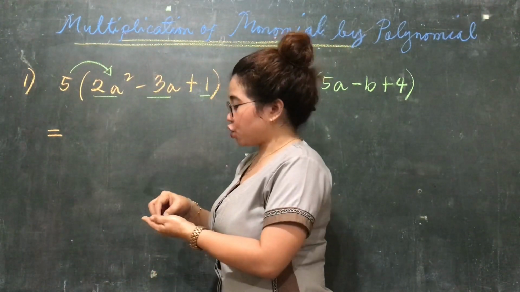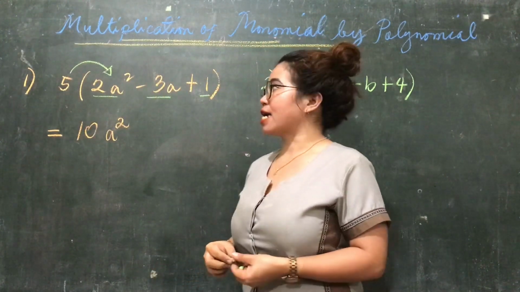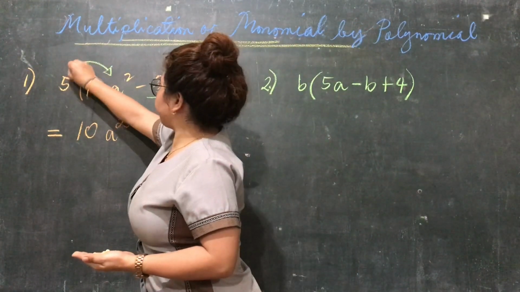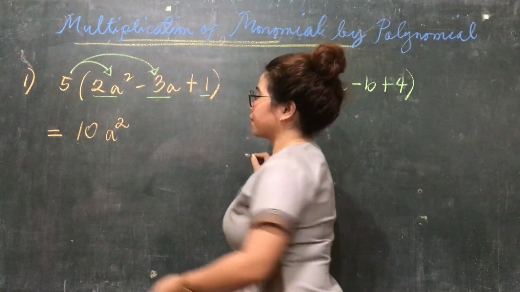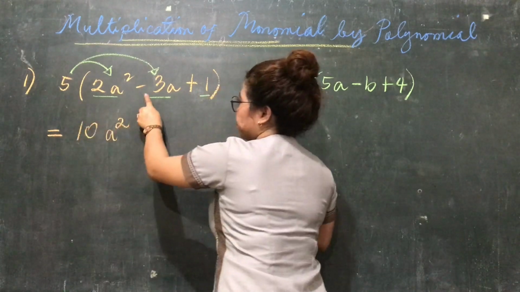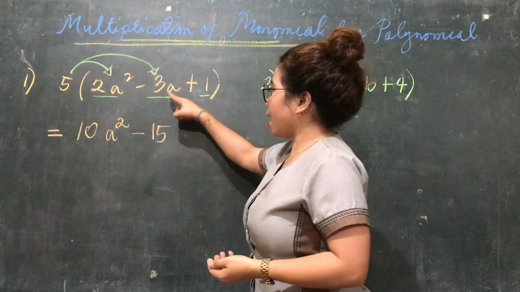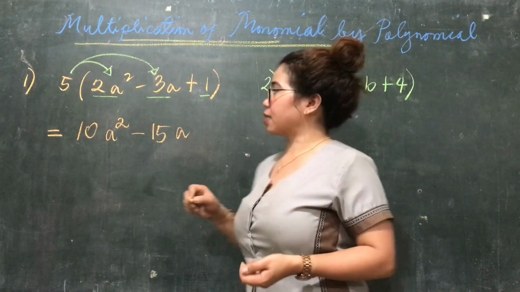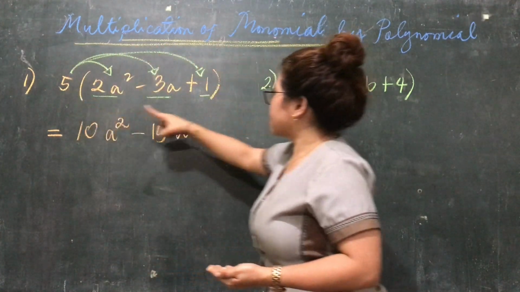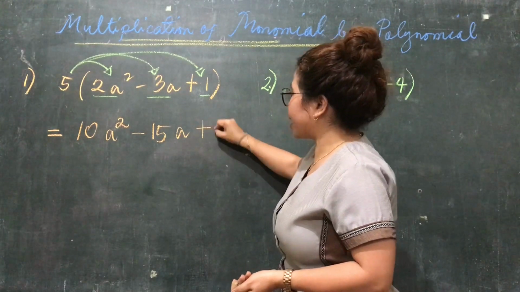5 times 2, you have 10. Copy lang si a squared. Tapad diri na siya. Next is second term ta. Kana si 5, i-multiply na sa second term. Ang 5, i-multiply sa negative 3. Positive na, i-multiply sa negative 3. The answer is negative 15. Copy lang si A, dili siya biyaan. And then, after ana, ang last term ta, kani, 5 times 1, puros positive, nag-times, the answer is positive 5.